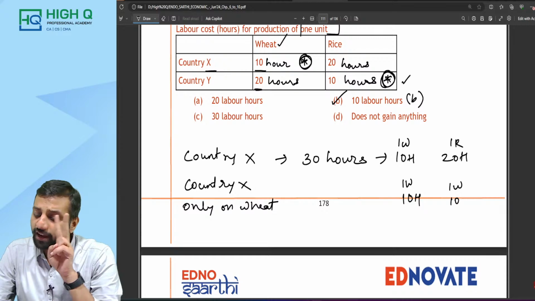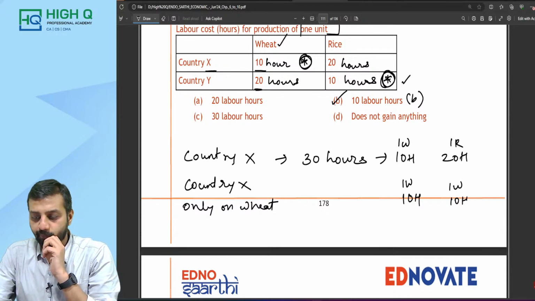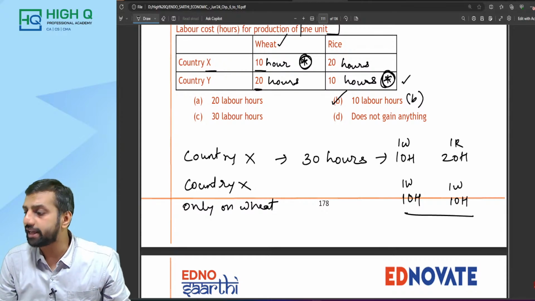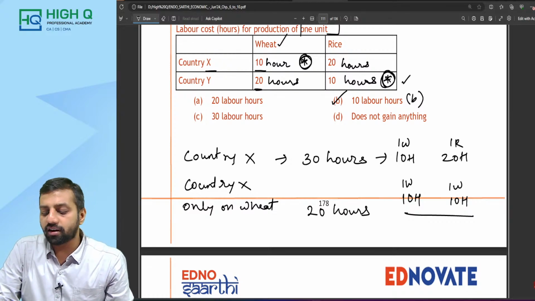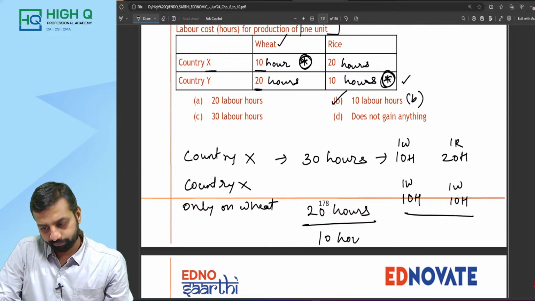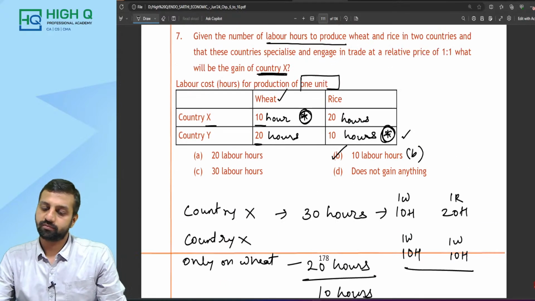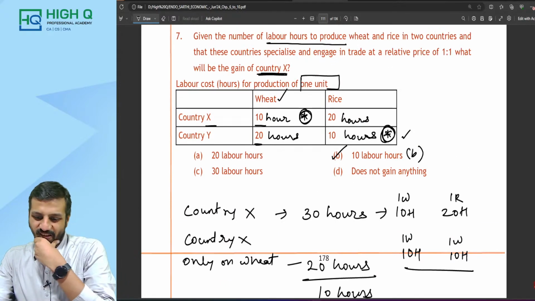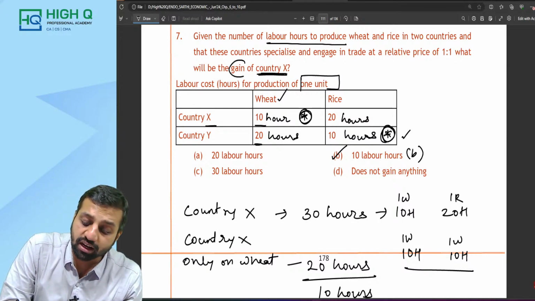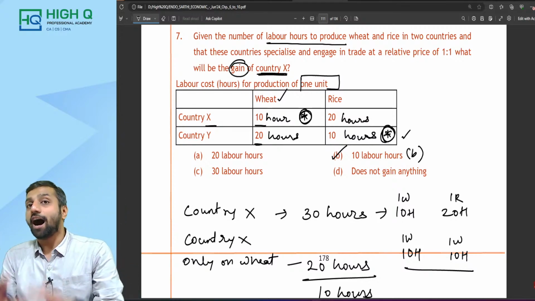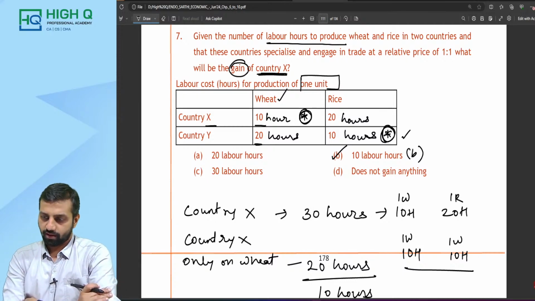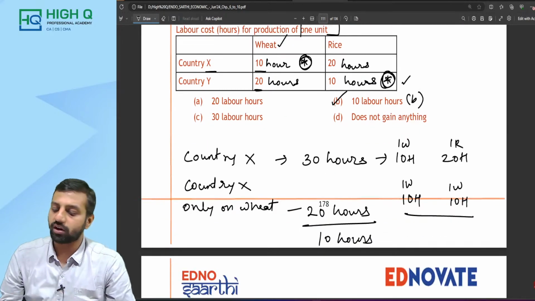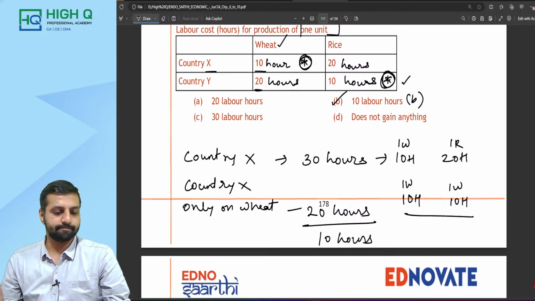So it will manufacture 2 units of wheat, for which it will require 20 hours. So 10 hours is the gain. They've asked what will be the gain of country X. How much is the gain? So gain is 10 hours. Yes, Faridul, if you are clear, let me know in the chat box.